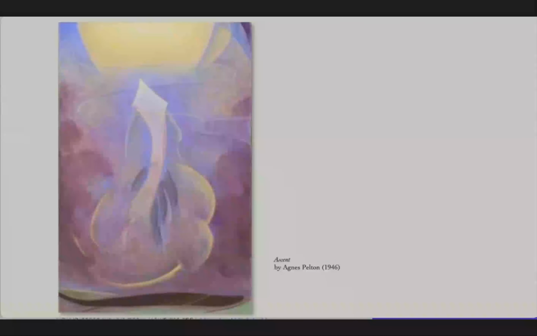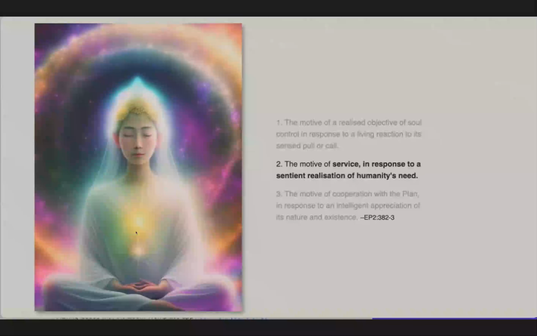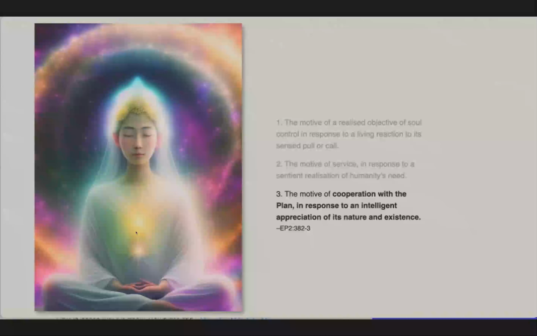Okay, so DK gives us a series of motives. It says requirements. One motive is to eventuate soul control, that one must be in this place: to serve in response to a felt realization of humanity's needs. This is definitely a movement into the heart. And to cooperate with the plan in response to an intelligent, which also means conscious, appreciation of its nature and existence, right? So you can see the decentralization necessary here in all of these prerequisites.